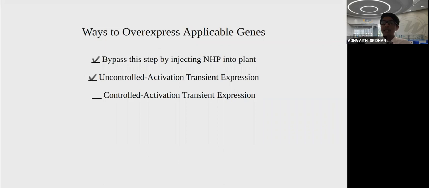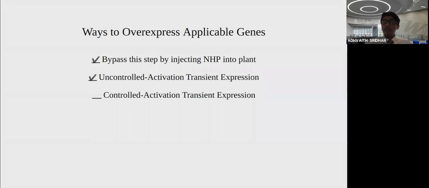Second, uncontrolled activation through transient expression of systemic acquired resistance has occurred. What this means is that researchers take edited genes, which have the ALD1 and FMO1 gene sequences on there. And as you might remember, these sequences produce the enzymes that catalyze conversions of other molecules into NHP. And these genes are injected into a plant and expressed almost instantly once they've been injected.